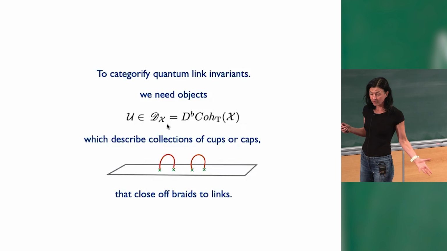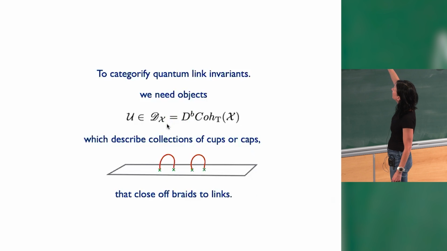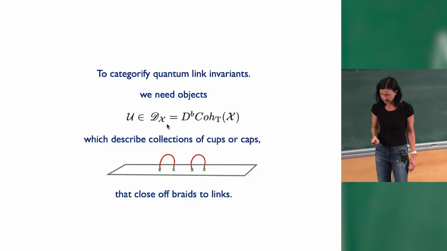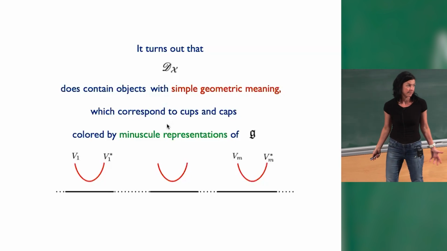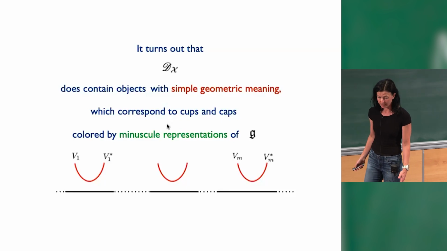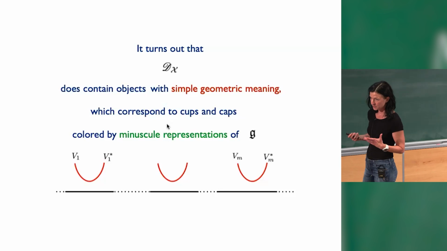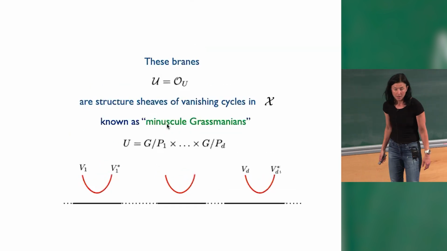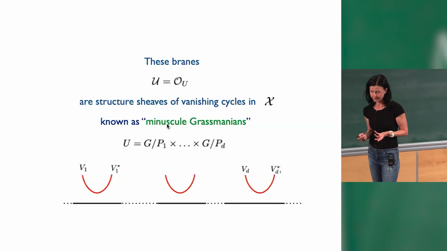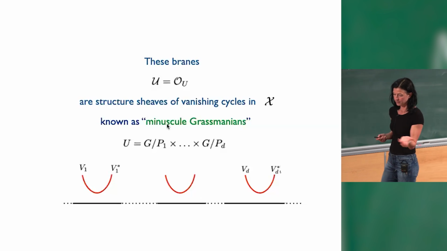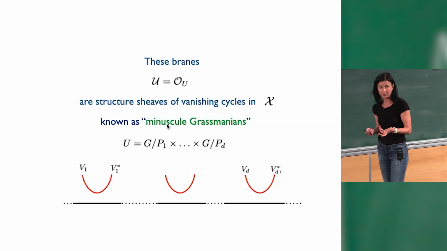To categorify link invariants, what you need is objects of the category which describe collections of caps and cups that will close off braids into links. Now, it turns out that on the B side, X does contain such objects which have a simple geometric meaning, provided the representations you study are minuscule representations of G. So the branes you're after turn out to be structure sheaves of minuscule Grassmannians. If you have some D caps, there'll be that many products of minuscule Grassmannians. Which minuscule Grassmannian will depend on the representation.